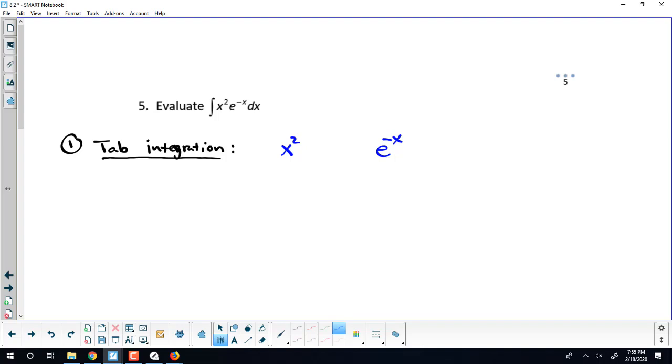On the u side, we take derivatives, so again, 2x, 2, and 0. I guess we don't have to write out the 0, but we will. Okay, so derivatives along that column, antiderivatives along e to the negative x. So what's the antiderivative of e to the negative x? Negative e to the negative x? Yeah, good. Negative e to the negative x. Antiderivative of negative e to the negative x? E to the negative x, and so on and so forth it goes. We're going to stop there with 0.